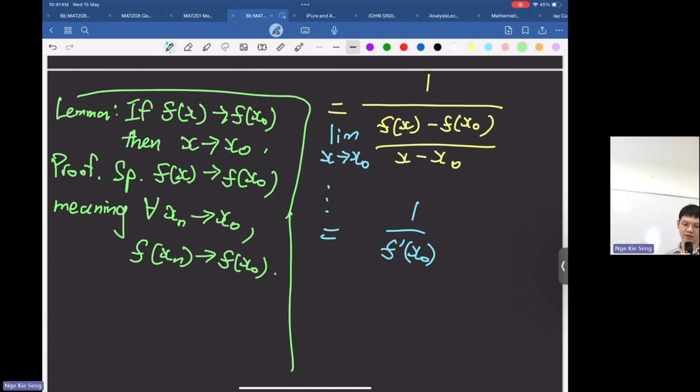Does it sound a bit circular? Doesn't look not circular, right? We start with something that converges to that thing. Let me think. Oh, okay. I think I know what's the point. Wait. Let me think again. So what is this here?